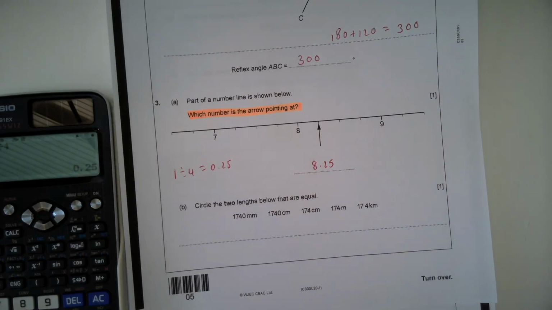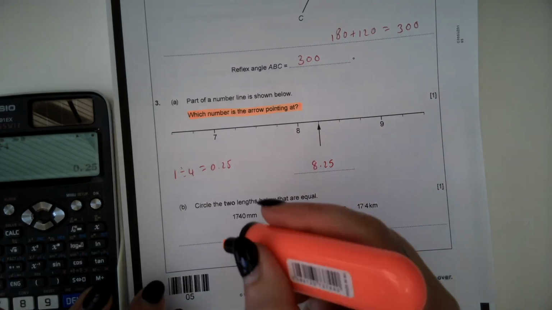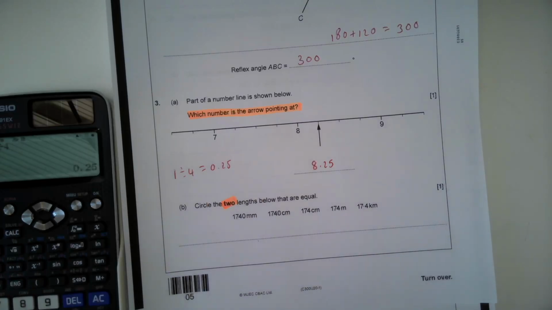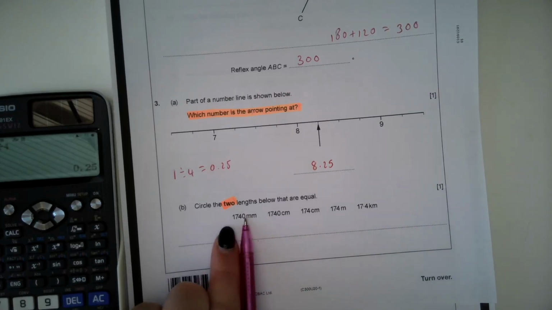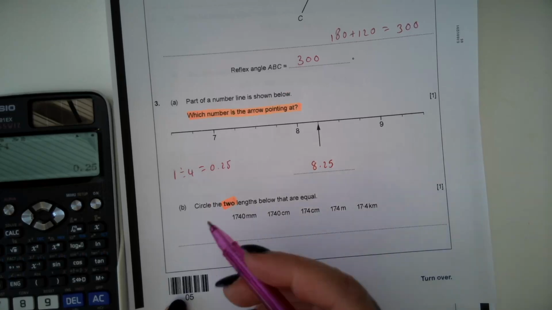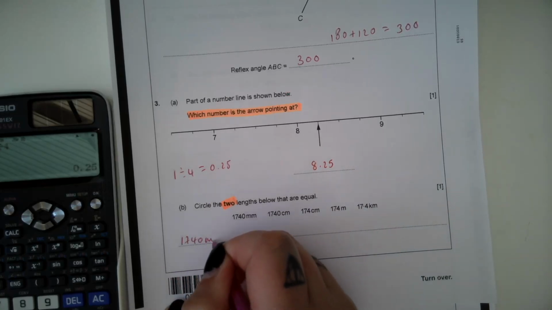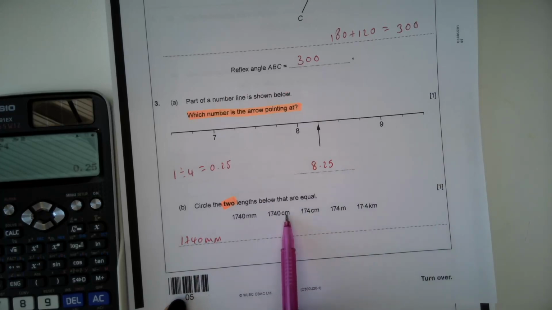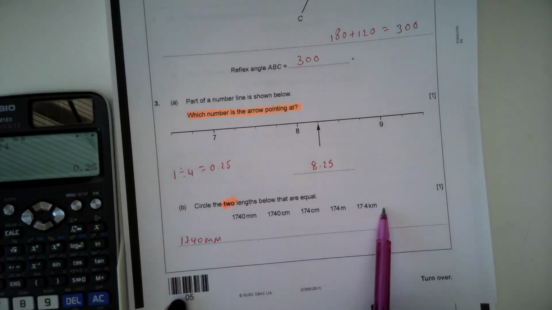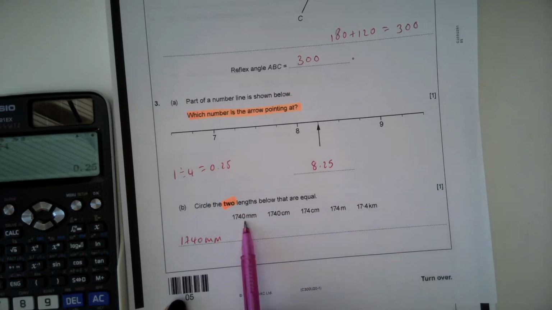Part B, circle 2 lengths below that are equal. So we have got a mix of millimetres, centimetres, metres and kilometres, okay? So I'm going to start by using just one of the values, okay? So this 1,740 millimetres, and I'm going to convert it to centimetres and metres and kilometres. And then if I get any that match within this, I've got a matching pair. And then if that doesn't work, I'll move on to the next number. We're going to do it systematically.